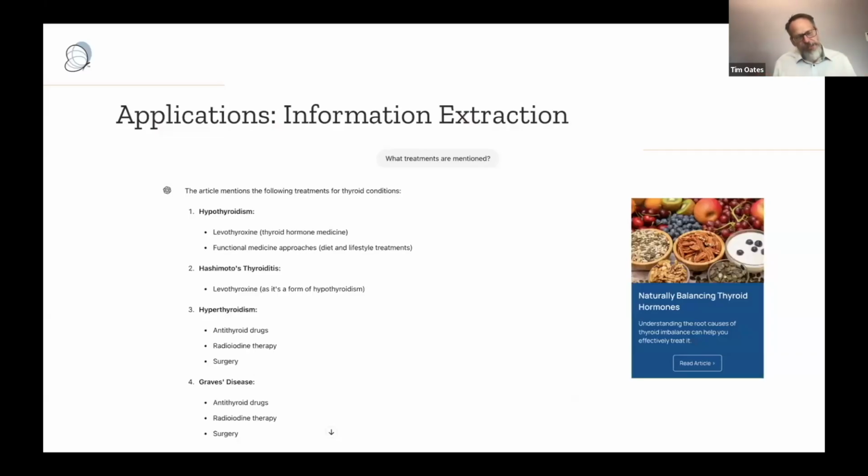And the reason is because lots of information on the web looks like this. So for hyperthyroidism, I can have antithyroid drugs, radioiodine therapy, surgery. So this notion of saying, hey, I've got some content, I would like to get some information extracted from it. Typically, it'll produce it in this very nice, very easy to consume format, which can be super helpful.